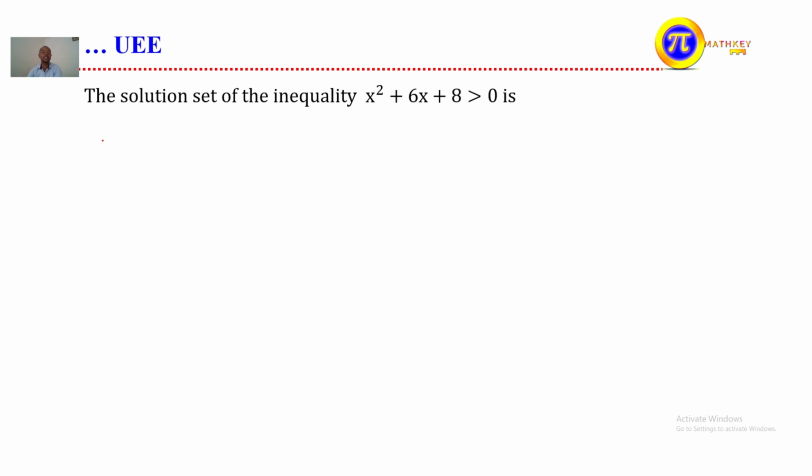Let us consider the other case. As we did before, we can factorize this in the form of x plus 4 times x plus 2, which is greater than 0. Now we can use the sign chart. To apply the sign chart, find the zeros of x plus 4 as well as x plus 2. The zeros are negative 4 and negative 2.